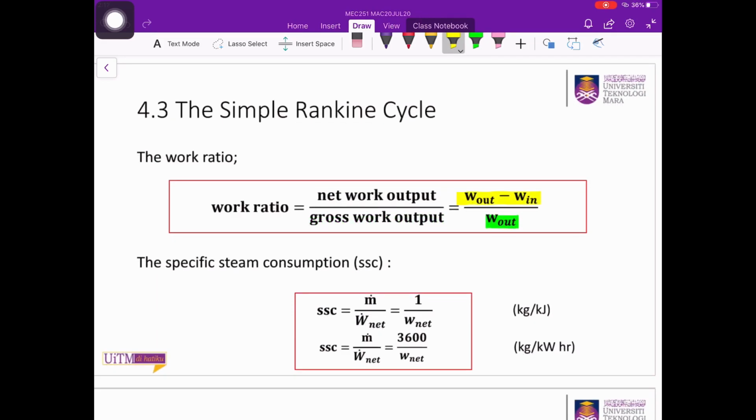We can also determine the specific steam consumption, or in short, SSC. Specific steam consumption is given by m dot divided by power net out, or 1 divided by net work output, where the unit will be kilogram per kilojoule. If we use the equation of 3600 divided by the net work output for the specific steam consumption, we are going to get the unit of kilogram per kilowatt hour.